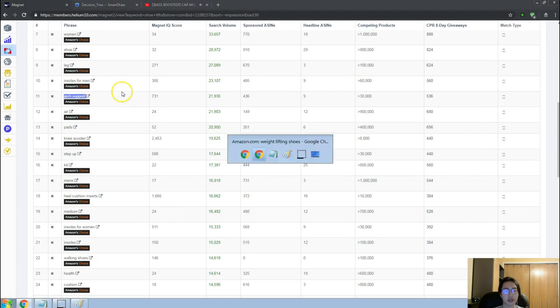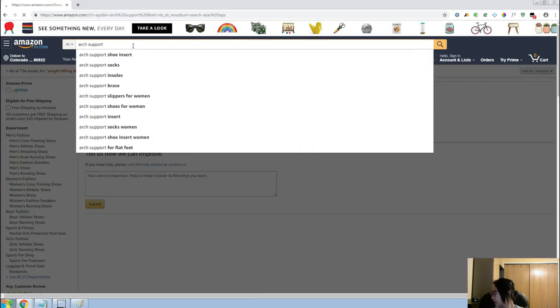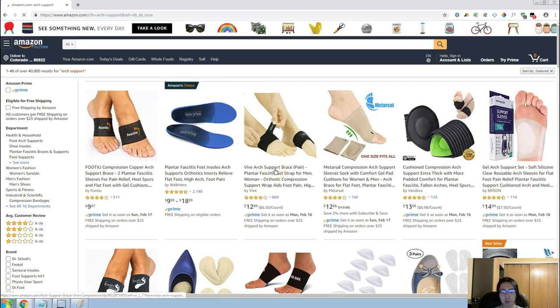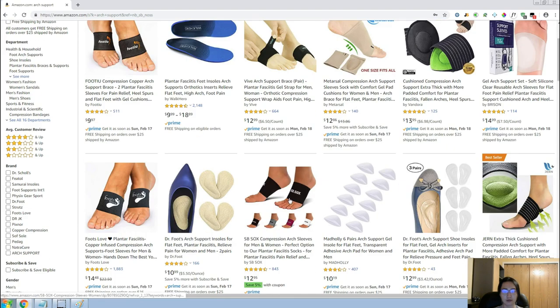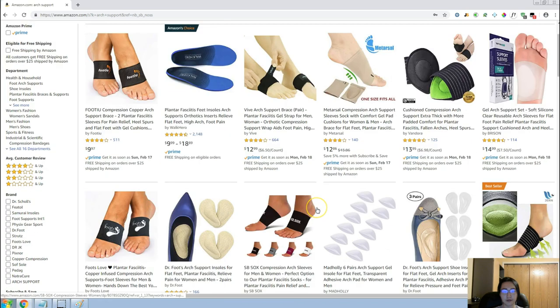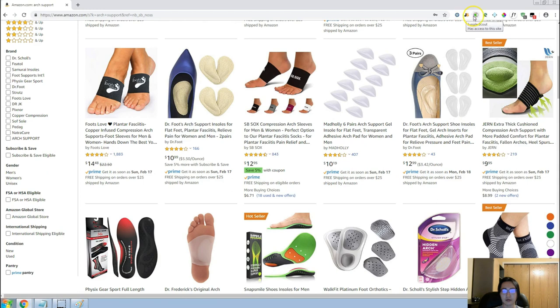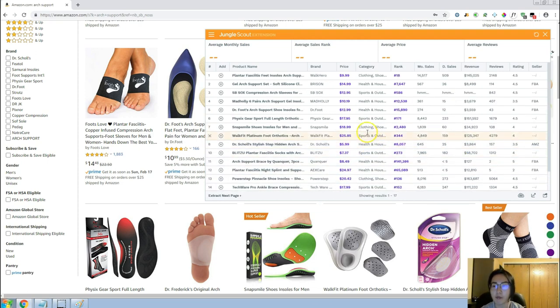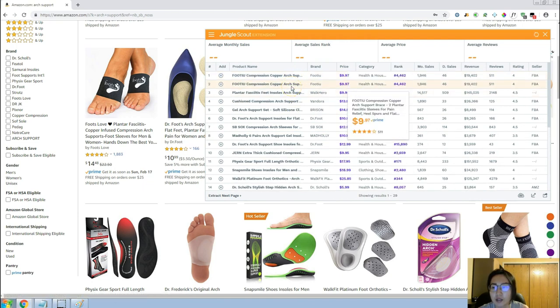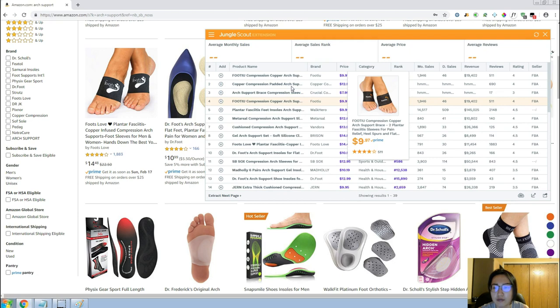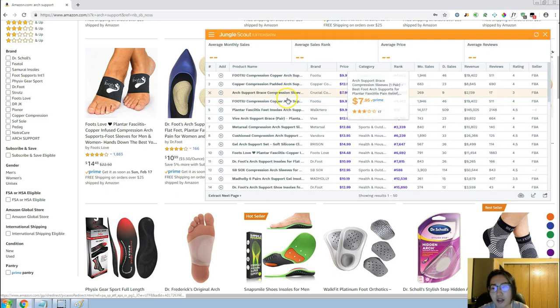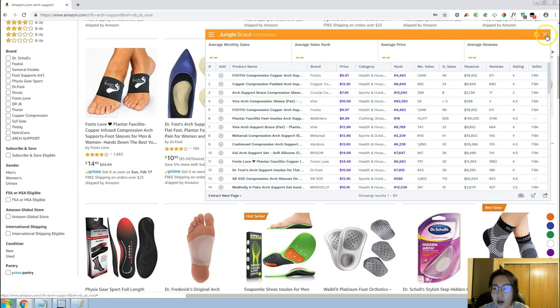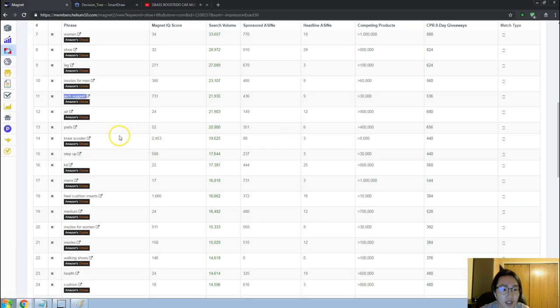Arc support. Okay. Let's get back in the zone here. I'm losing focus. Okay, so 145,000 for this. We're looking at 28,000 for a compression copper support brace. It's cheap. A lot of reviews. Too competitive. Stacks of hundreds of reviews, you know what I'm saying? Okay.